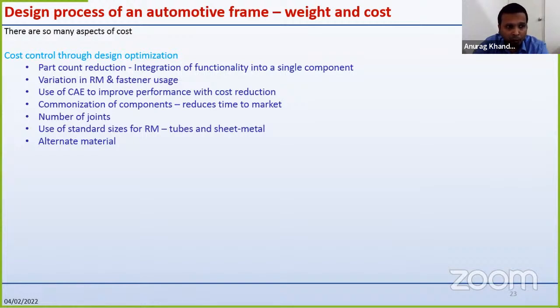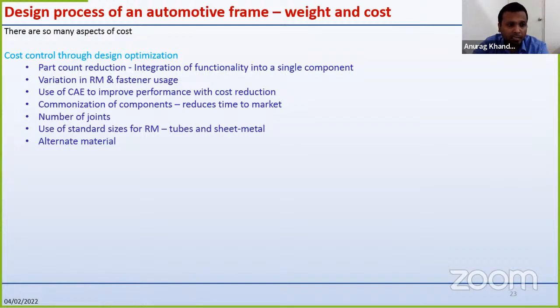Then using commonization of parts. Let's say we use a common frame from variant to variant. In some of the TVS variants, we use the same front frame to a large extent. So it actually reduces the time to market. It gives a competitive advantage to the OEM, to the company, so that they can have a market hold and their product can launch faster.